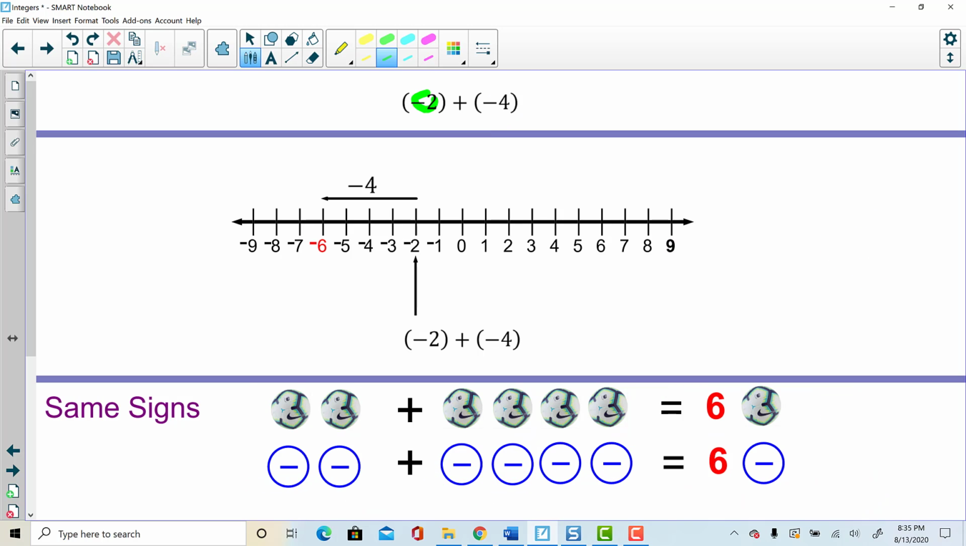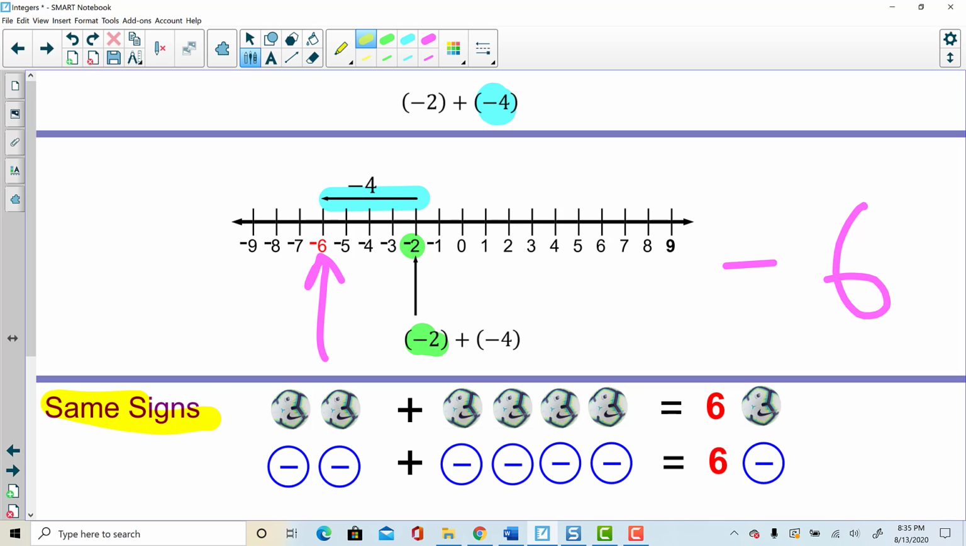Again, we have the same sign. We have a negative plus a negative. So that's the same sign. How do we solve that? Well, the first negative is just where you start. The second negative, we have -4. If it was +4, we'd go right 4. But because it's -4, we're going to go left 4. And wherever we stop, that's our answer. So we're stopping at -6. So your answer is -6. That's just the visual representation. Again, usually we don't solve it that way.